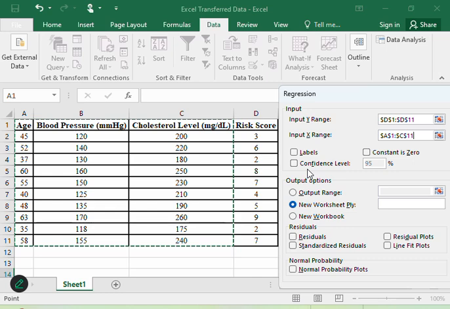Have we highlighted? We're doing Y as risk score, then X as well. For X, we are selecting all the three: age, blood pressure, and cholesterol levels. The three of them, you highlight the three of them at once. Let us include the labels, right?